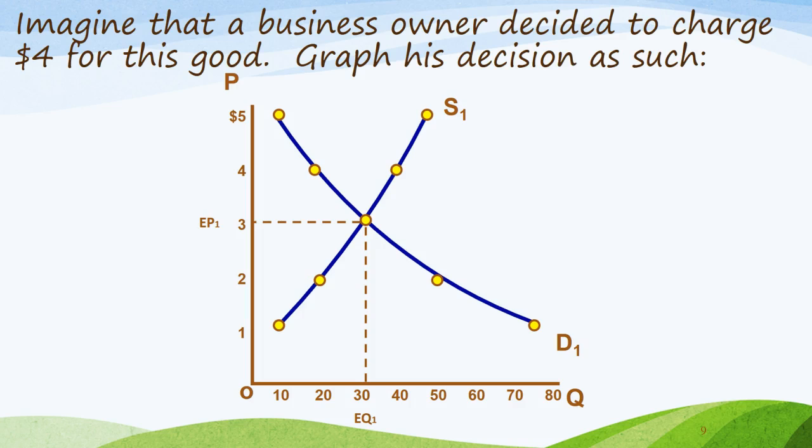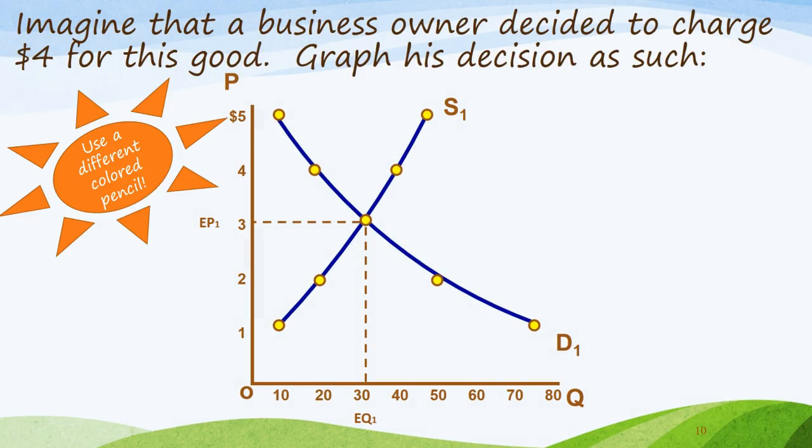Next, imagine that a business owner decided to charge $4 for this good, whatever this good is. Graph his decision as such. So first, get a different colored pencil to keep you from getting confused. On the final graphing exam, this is really going to help you if you're putting a price that's not the equilibrium price. It's really important that you use a different colored pencil so you keep track of the fact that, okay, this is not an equilibrium, this is working a very different way.